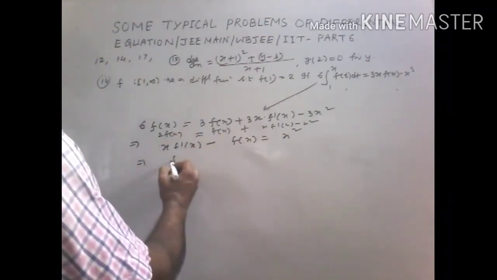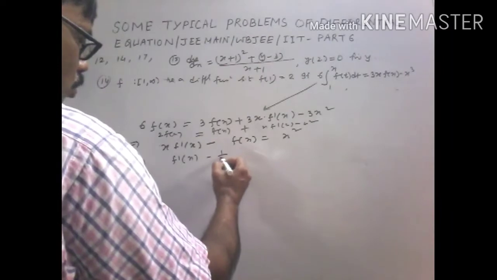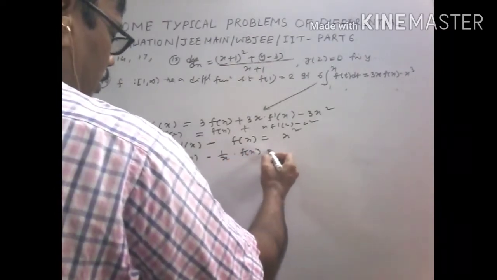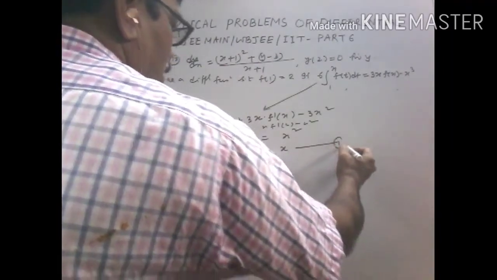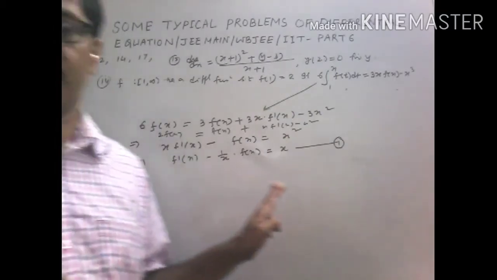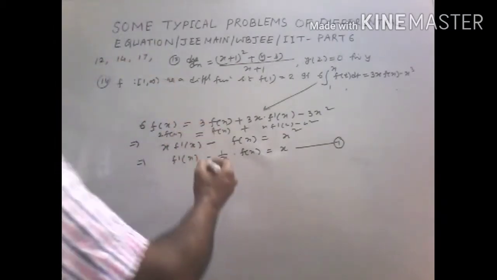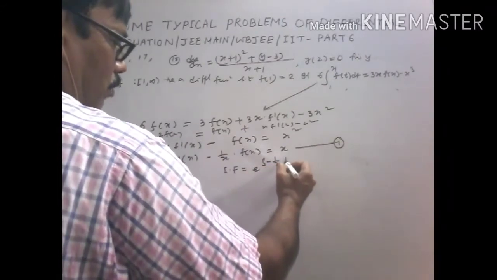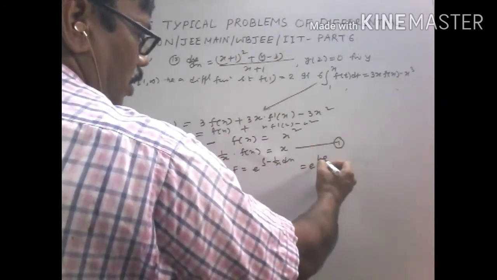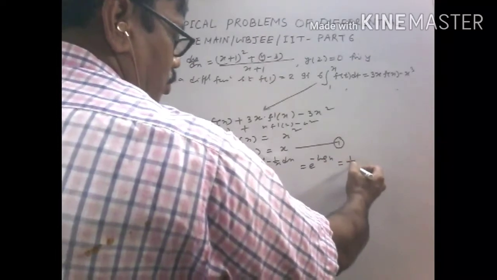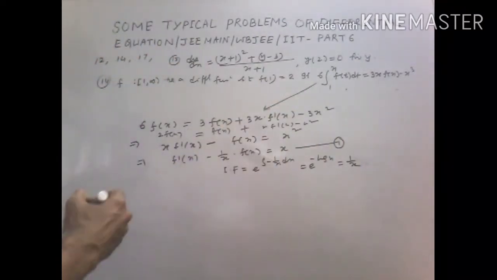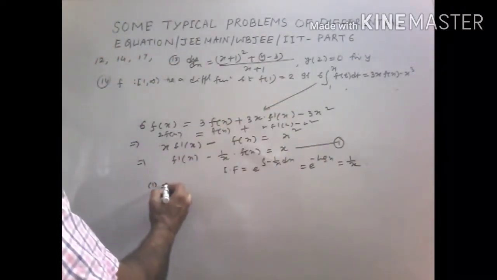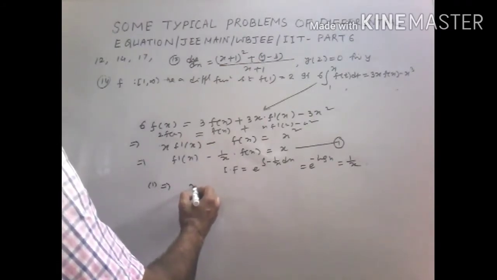So f'(x) minus 1 by x into f(x) equals x. So this is a linear differential equation. So we can easily integrate it by the integrating factor, e to the power of the integral of minus 1 by x dx. So e to the power of minus log x equals 1 by x.